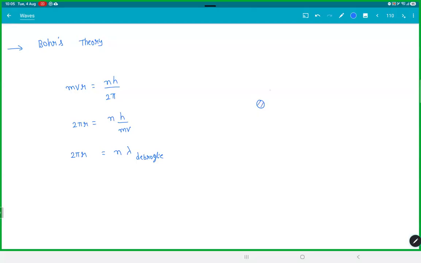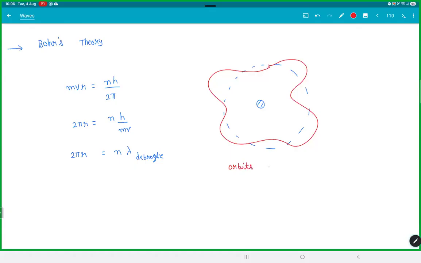So that means if you have a nucleus and if this was your orbit, these electrons which are orbiting, their wavelength is forming a stationary wave. It's an integral multiple of lambda. So orbits form a stationary wave. And if you remember, in Bohr's theory, what is the name of these orbits? They're called stationary orbits.